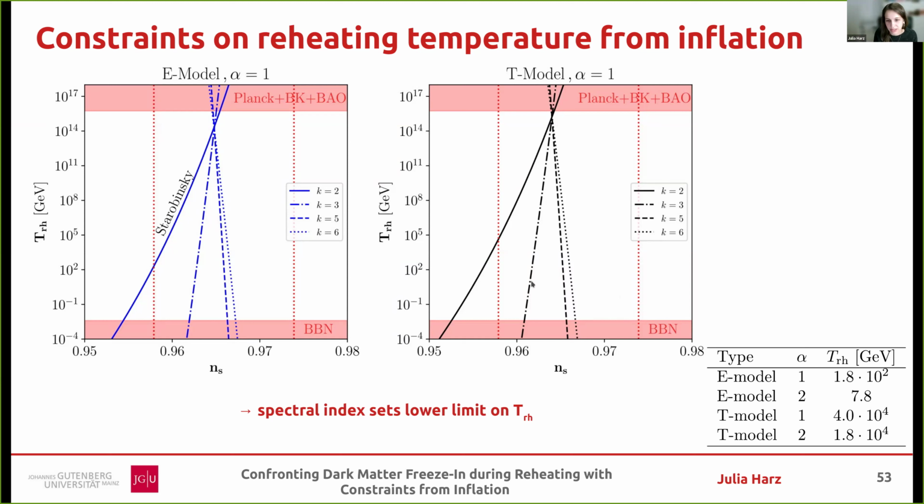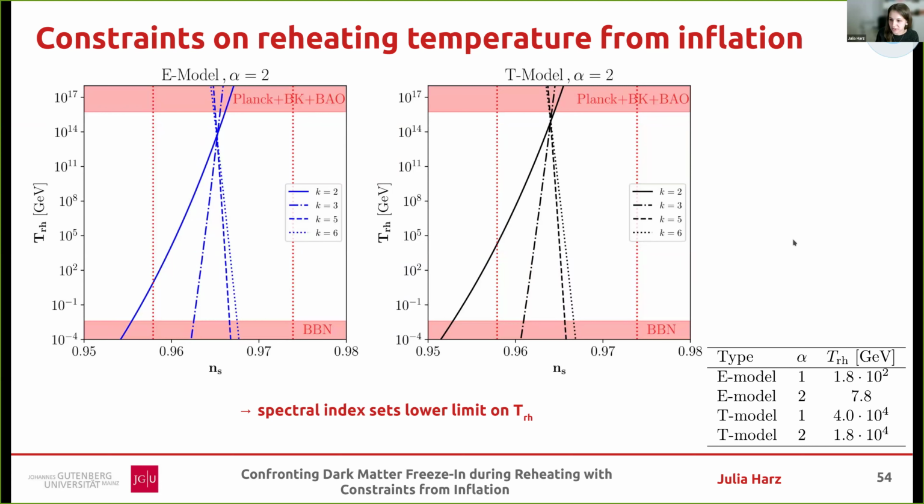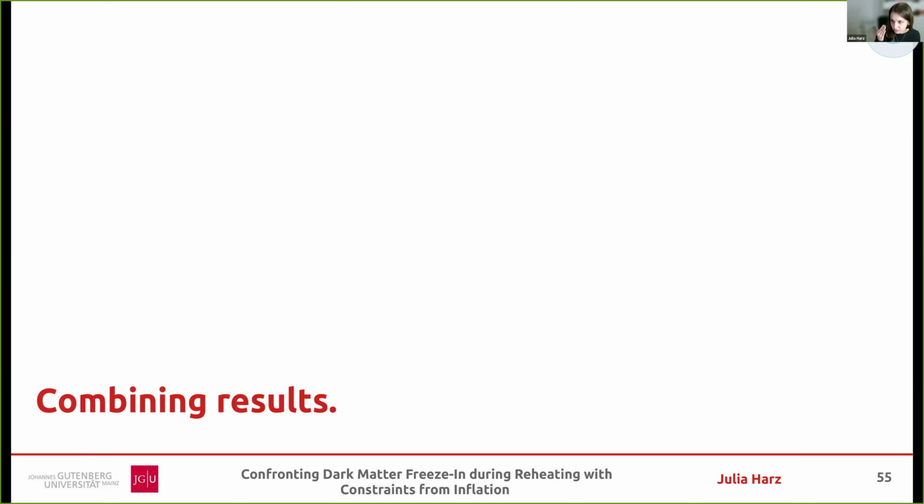And you see here, so to say, the spectral index, that's a lower limit on the reheating temperature. And you see, depending on the model, it can be quite different. So, okay, you can do this exercise now for all the different models, and then you basically get a lower limit on the reheating temperature.